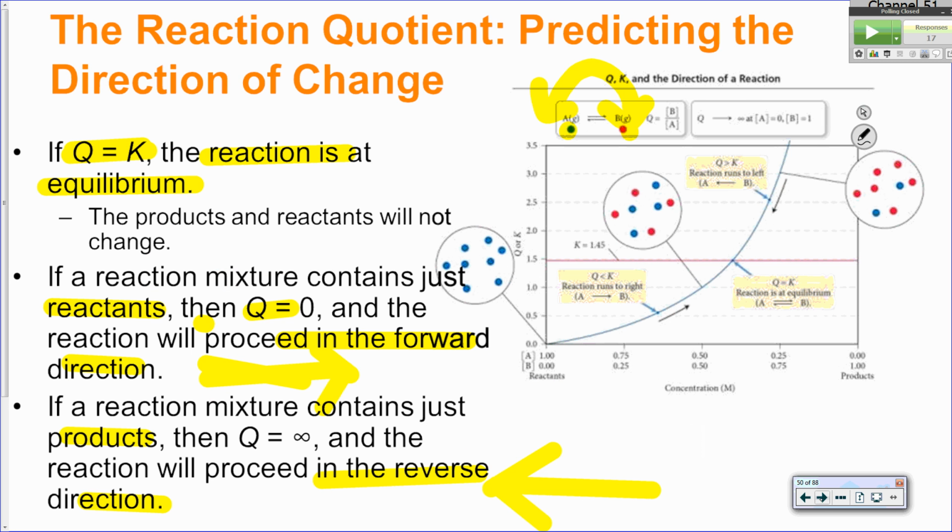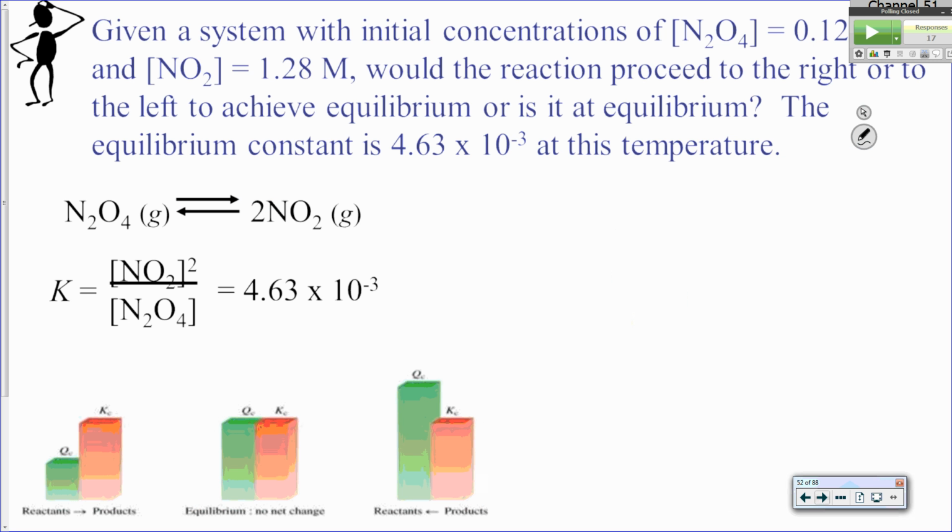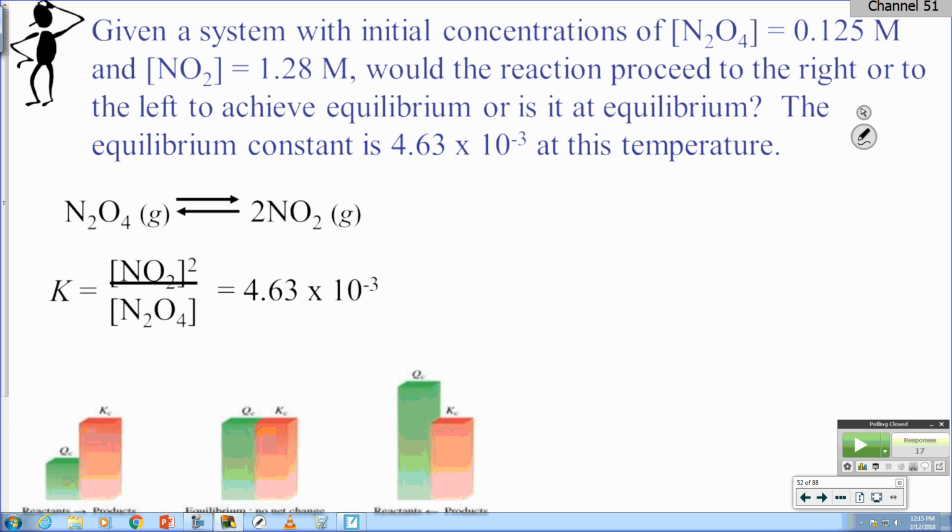Okay, let's do a calculation with it. I've got a system that initially has N2O4 at 1/8 molar, and the product, NO2, at 1.28 molar. I want to know which way the reaction is going to go. I've got the value of K sub C here.